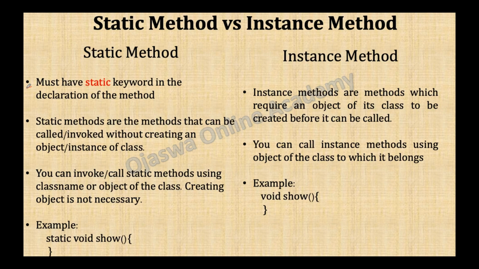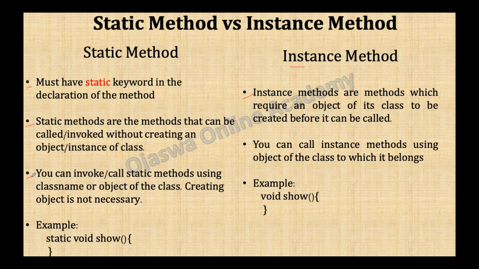In this video, we will learn what is a static method and the difference between static and instance method. Static method must have static keyword in the declaration of the method. The methods that don't have static keyword in the declaration are called instance methods. Static methods are the methods that can be called or invoked without creating an object of the class. Instance methods are methods which require an object of its class to be created before it can be called.